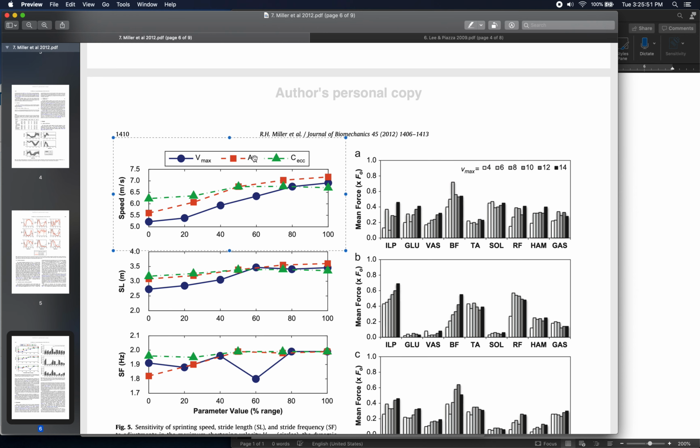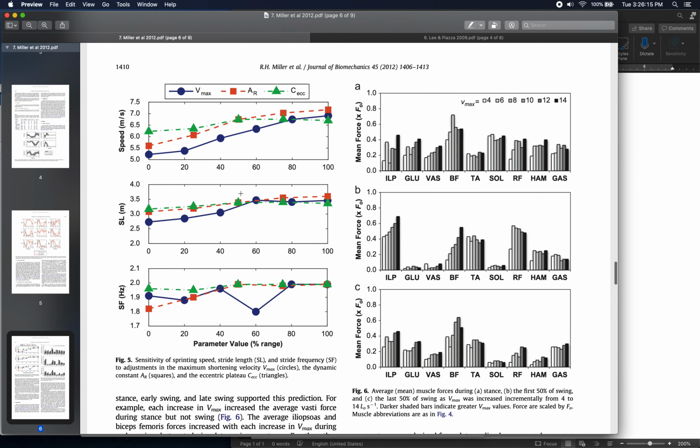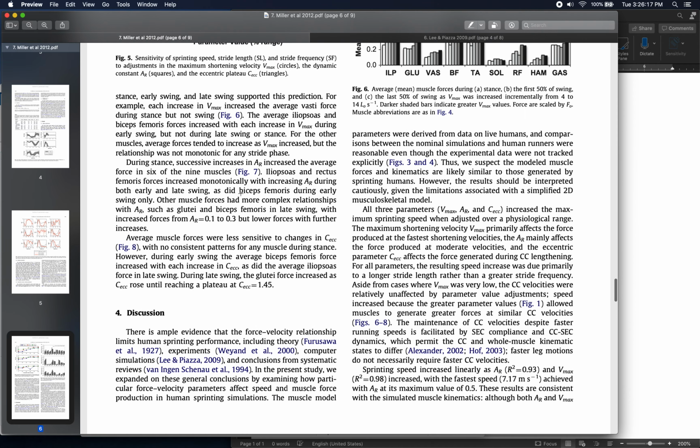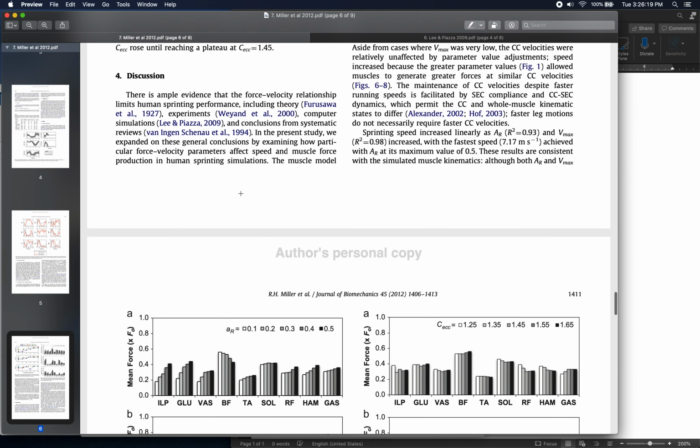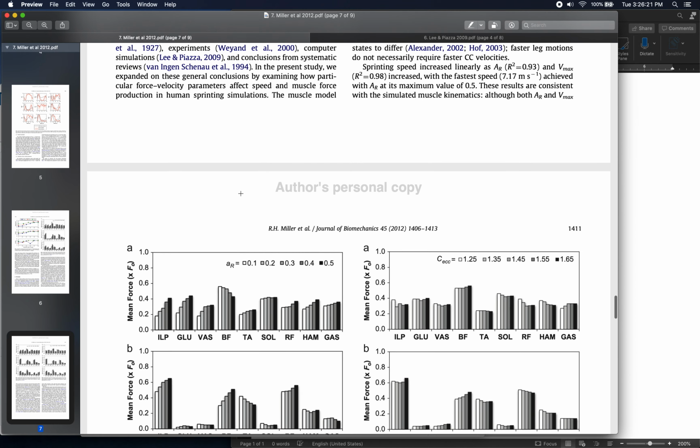The red dots are what happened to maximum speed when you increase the fraction of fast twitch fibers, and the green triangles are what happened when you increased the eccentric strength of the muscles. So as we increase those parameters on the x-axis here, the value on the y-axis generally went up. The model was able to run at faster speeds as we manipulated those parameters. What was going on there? Why did it run faster? Which is always the interesting question we should be asking.